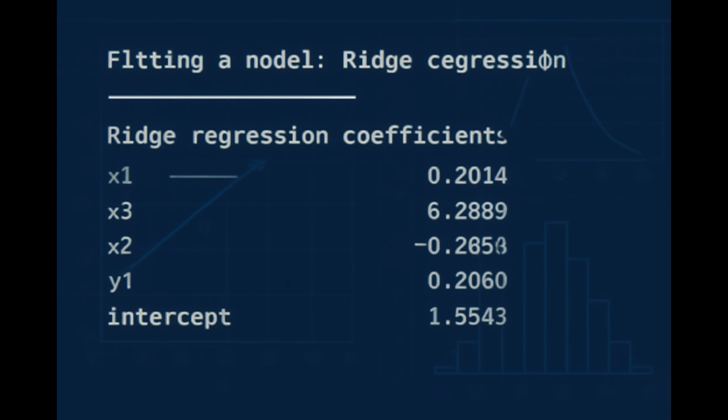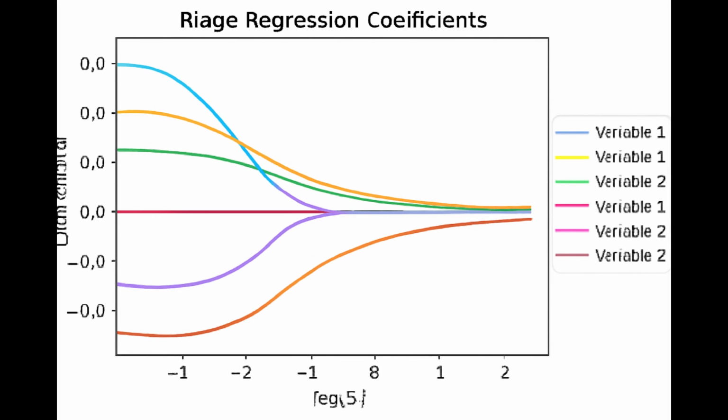Finally, we will visualize the ridge regression coefficients to assess the importance of each variable. By displaying a graph showing how the coefficients change with varying lambda values, we can visually understand the impact of each variable on the model.